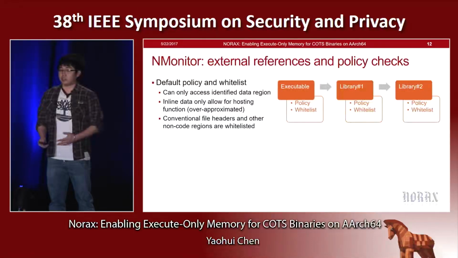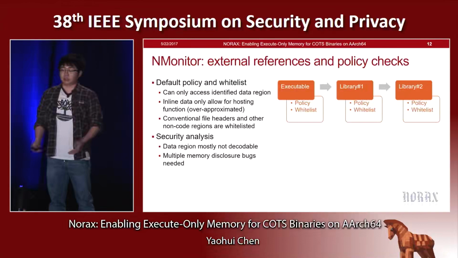And on the right side, this is the bookkeeping data I mentioned in the last slide. So in this linked list, each node represents a module in a process. And you can see that each one of them has their own policy and whitelist, which will allow the need to adjust them if necessary.